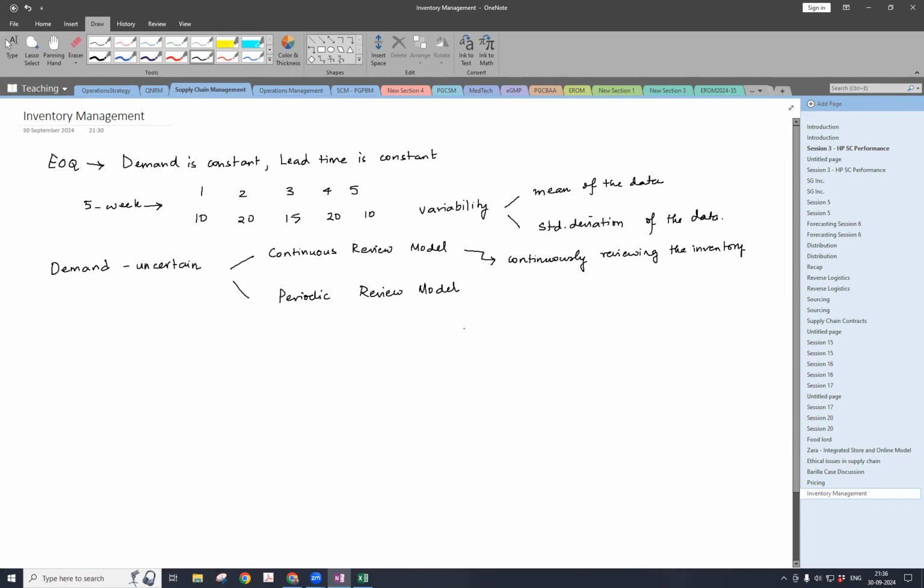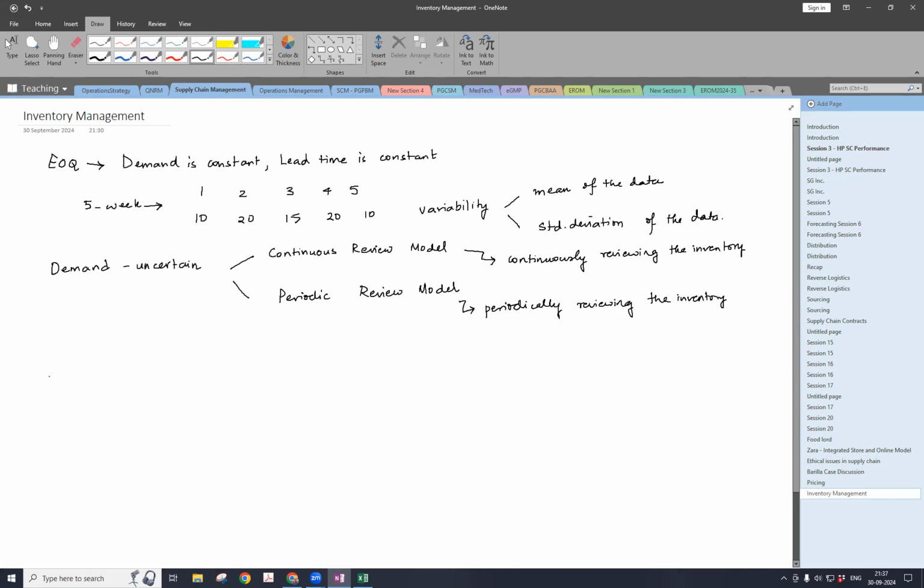In a periodic review model, as opposed to this, we are not continuously reviewing the inventory, but only periodically reviewing it. And when we are periodically reviewing the inventory, there are chances that we might be in a situation where a sudden demand comes and exhausts all the inventory in your warehouse. Right? So how do you handle this kind of demand is what these two inventory management models explain.